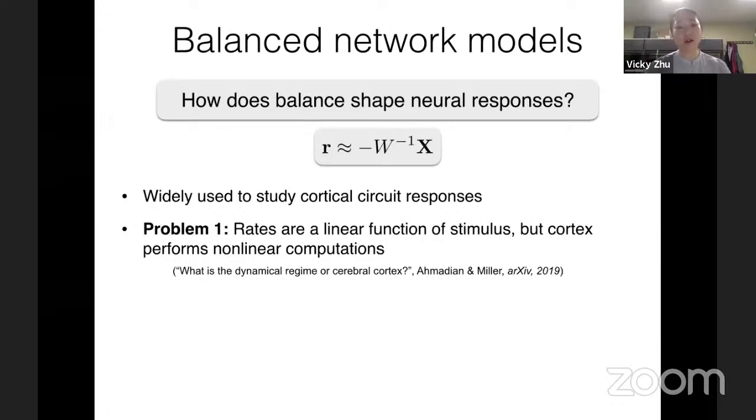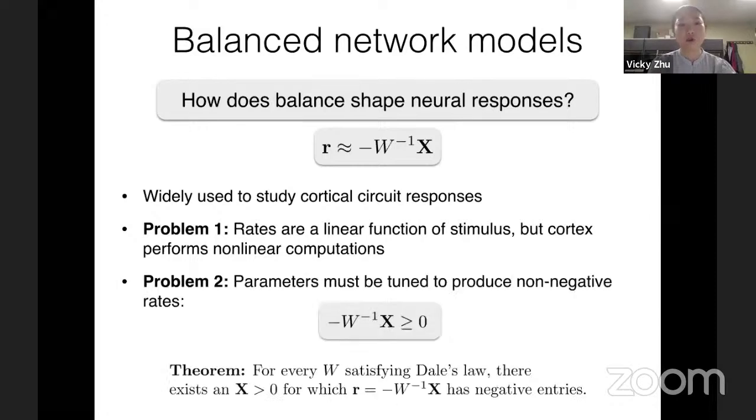However, what do we know about our brain? It's that it is capable of performing nonlinear computations. What does it mean? It means that the classical balance cannot explain this phenomenon very well. Another problem is that the parameter space, the W, must be carefully adjusted in order to produce non-negative rates. And this is really hard because when you have more subpopulations or cell types, this condition will be violated.